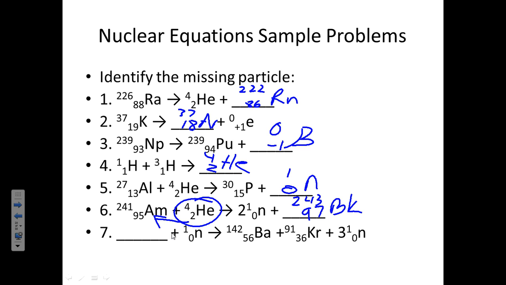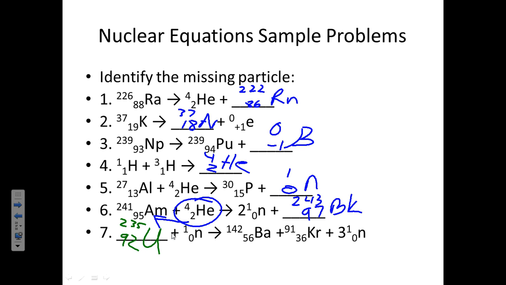Over here we've got 142 and 91. That would be what? 233. And then we've got 3 more neutrons, so 236. We've got 1 over here though, so that means it's got to be 235. We've got 56 and 36, which will be 92. 0 over there. This is maybe the most famous atomic reaction that there is.